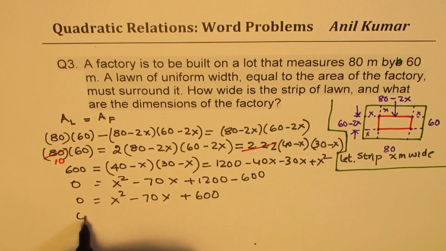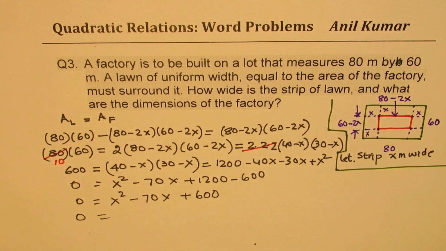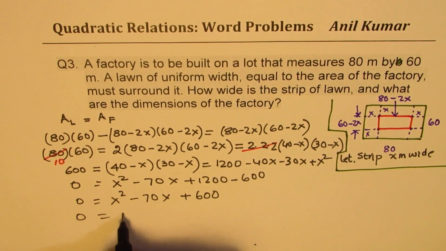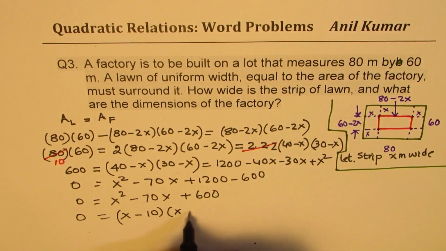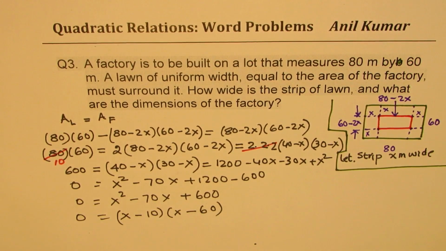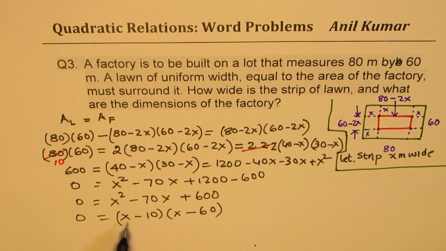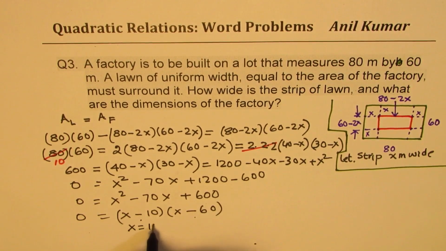So now the coefficient is 1, we need to factor. 600 means 60 times 10, right? That makes 70 also. So we can write this as minus 10 times minus 60. Does it make sense to you? See how without a calculator we work with these big numbers. Perfect. And using the zero multiplication rule, what happens? This could be 0, that could be 0. That means x equals 10 and x equals 60 is our answer, correct?